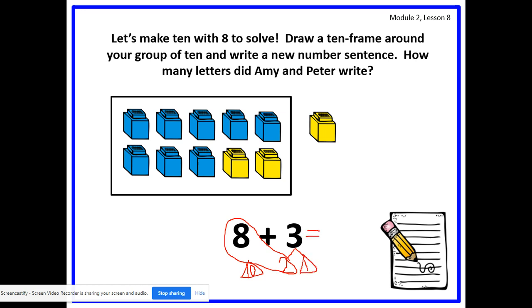Finally, we just add our triangles together. 10 plus 1. Or we can also write the 10 plus related fact. And we can count on to solve. We know we have 10, 11. So 8 plus 3 equals, get ready. Yes, 11.